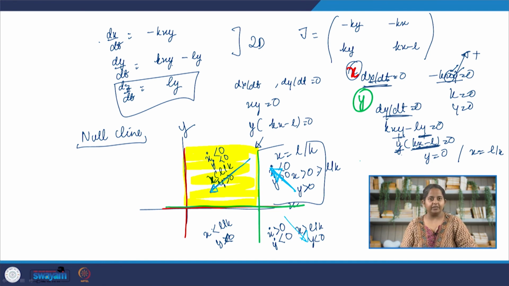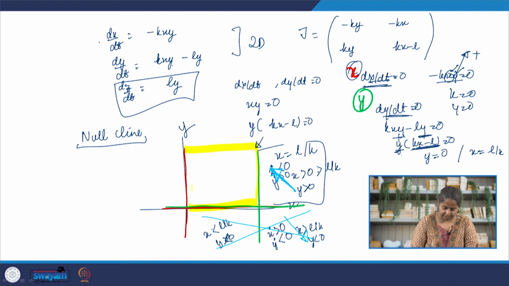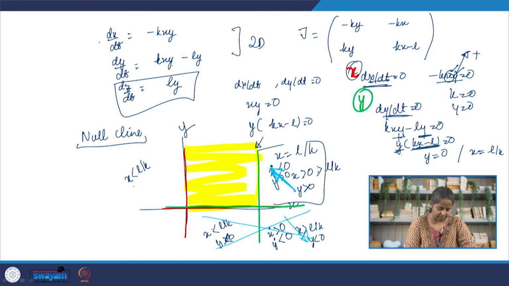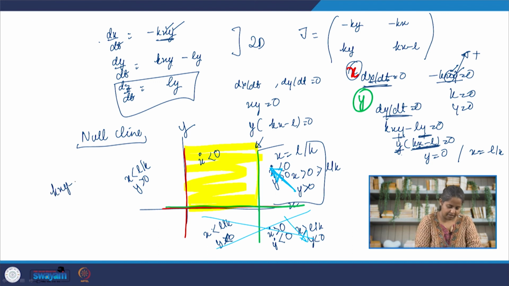We'll continue our discussion of nullclines in the next lecture, where I'll show you how to interpret this result. So now let's look at the yellow highlighted portion. In the yellow highlighted portion, x is less than L by k, y is greater than 0, y is positive, and remember dx by dt is equal to minus kxy. So x is positive, y is positive, so dx by dt is going to be negative. Now let's look at dy by dt, kxy minus ly.